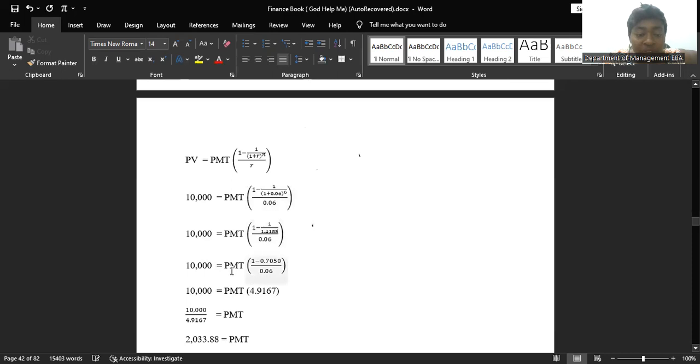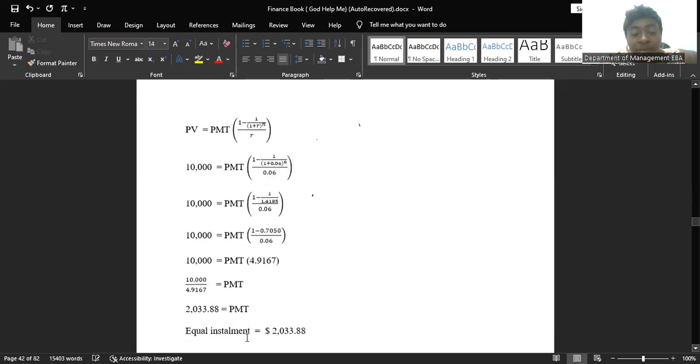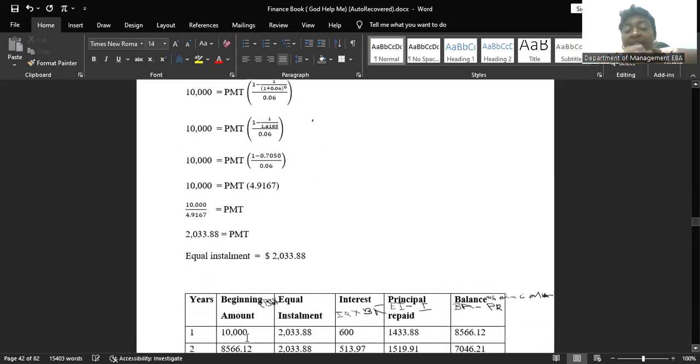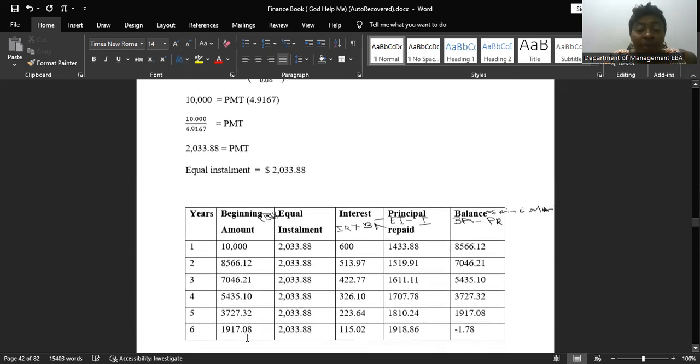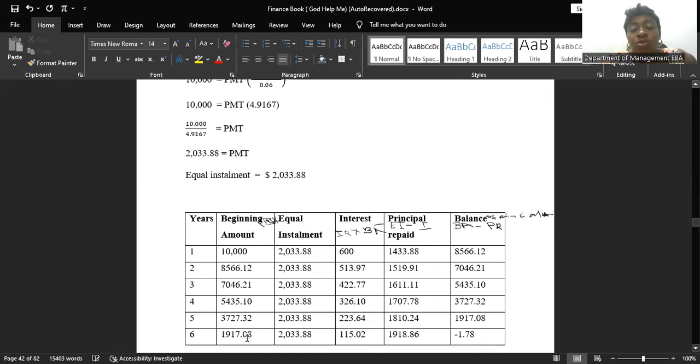So when we substitute, after calculating everything, I wouldn't have to go through this process with you. After calculating everything, you are getting 2,033 and 88 pesewas. Okay, so that's the regular payment. Now that we know the regular payment, we want to know how we are going to pay the loan, so that we are able to complete it at the end of the 6 years.